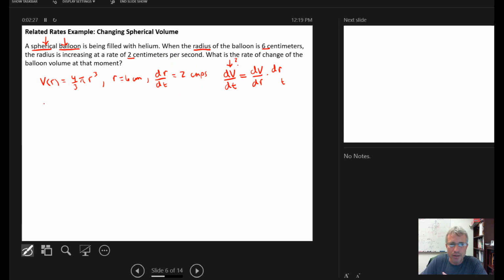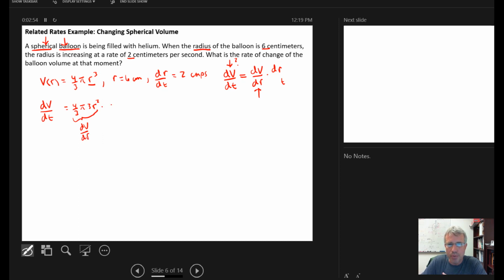So to find dV/dt, we first need to take dV/dr. So take the derivative with respect to the radius. So the derivative is going to be 4/3 pi, and then we need to take the derivative of the cubing function. So we're going to get 3r squared from there. So there is our dV/dr.